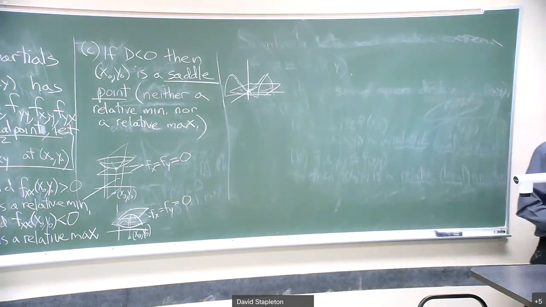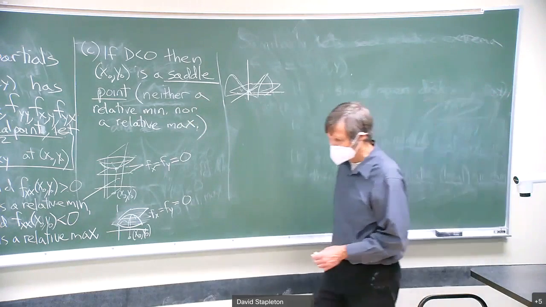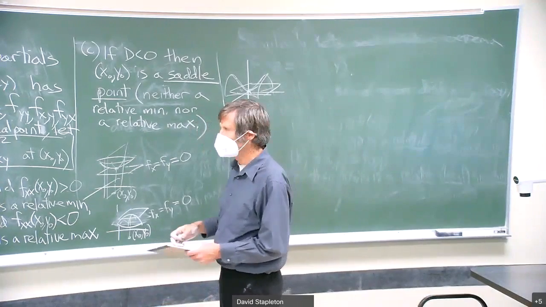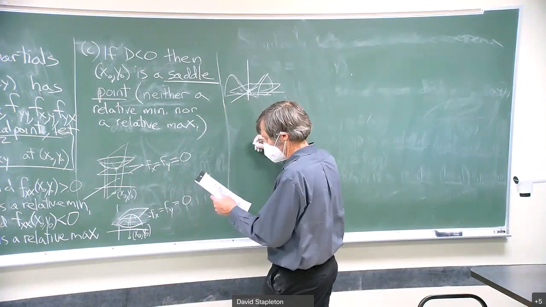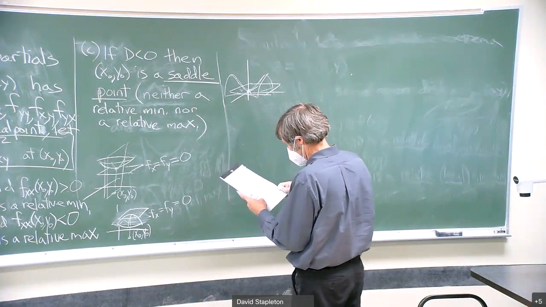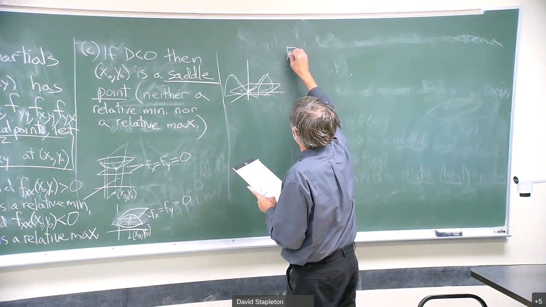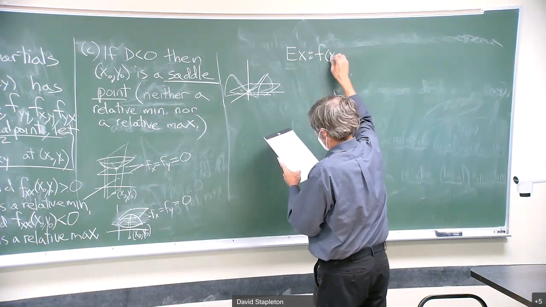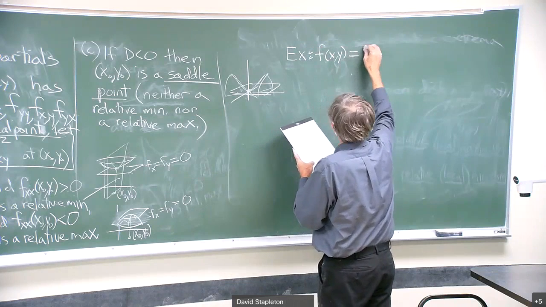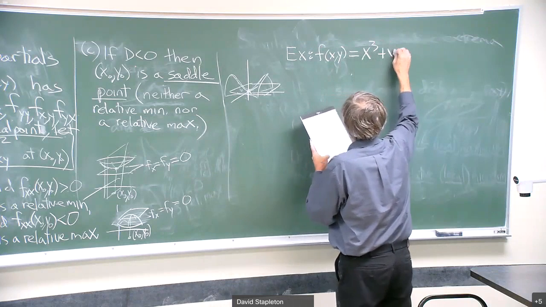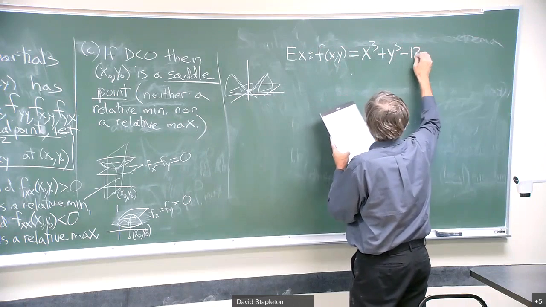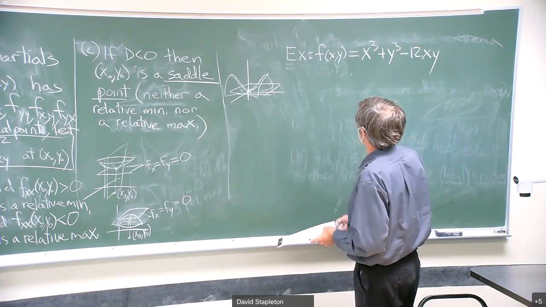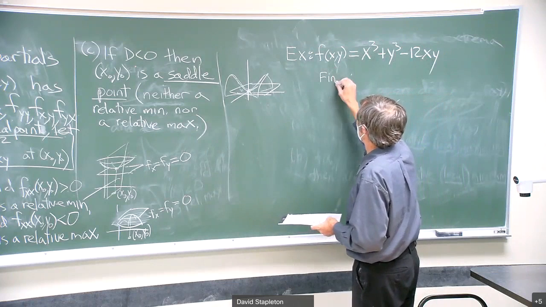These are long problems in this section, actually. So I haven't assigned a whole lot of them, but don't take that to mean you should put off doing the homework. Here's an example. Suppose f of x, y is equal to x cubed plus y cubed minus 12xy, defined everywhere on the plane. Find the relative extrema and saddle points.